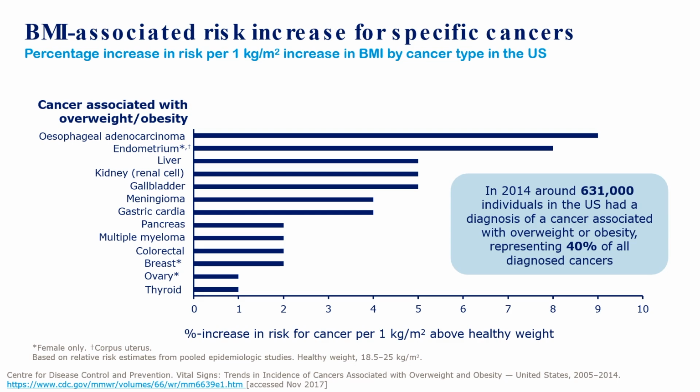In the endometrium in women, it's because there's an increased conversion of testosterone to estrogen in the fat tissue that can then directly affect the endometrium. We know that obesity and the abnormal lipids affect the liver with non-alcoholic fatty liver disease that can progress to cirrhosis and liver cancer.